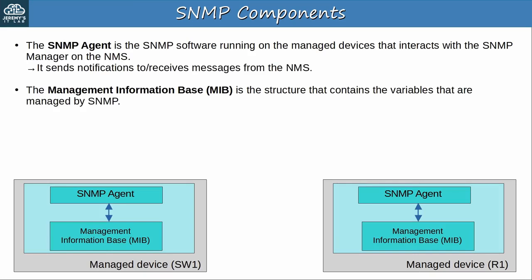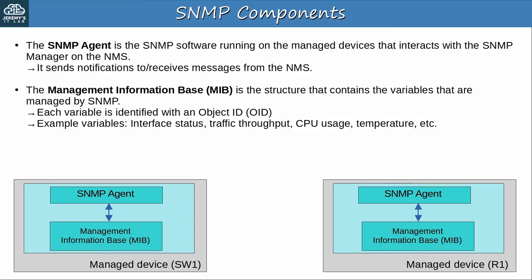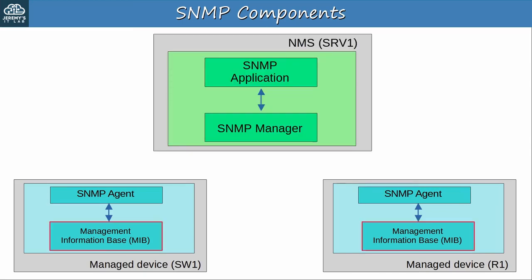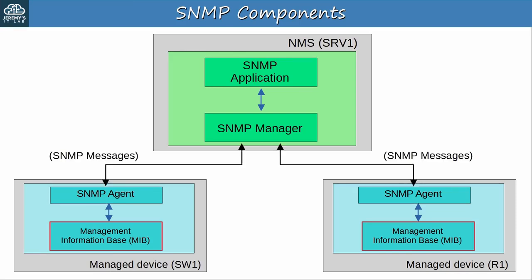Another important component is the MIB, Management Information Base. This is the structure that contains the variables that are managed by SNMP. Each of these variables is identified with an object ID, OID. Some examples of variables stored in the MIB are the status of each interface on the device, the traffic throughput, CPU usage, device temperature, etc. Each of these will have their own OID to identify them. So that's the basic structure of SNMP. Then the SNMP messages exchanged between the agent and manager make SNMP work.